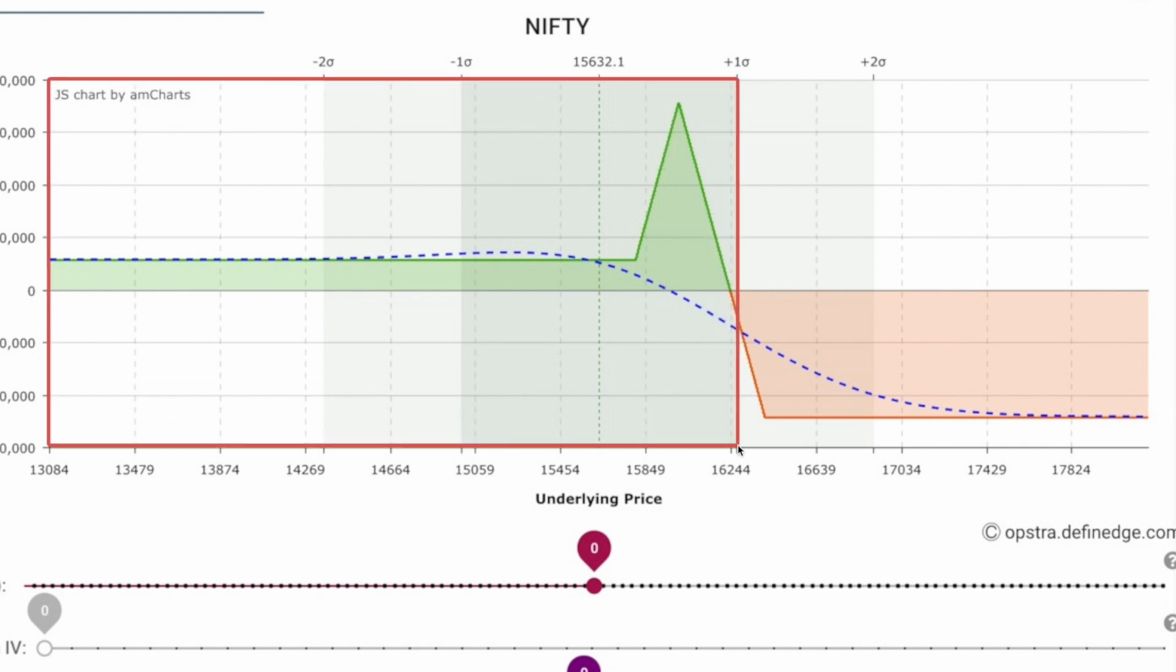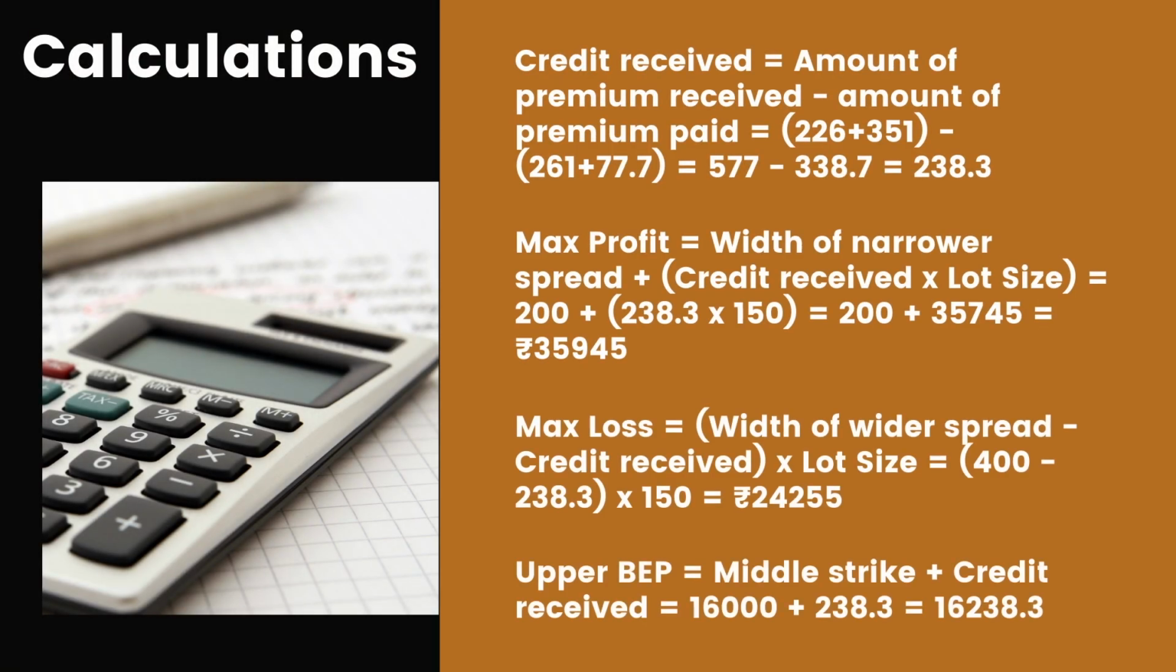From the risk graph, it is evident that the strategy has a wide profit zone, and that explains the high probability of profit. There is only one break-even point, and it is at 16,238. Now let's look at the calculations.